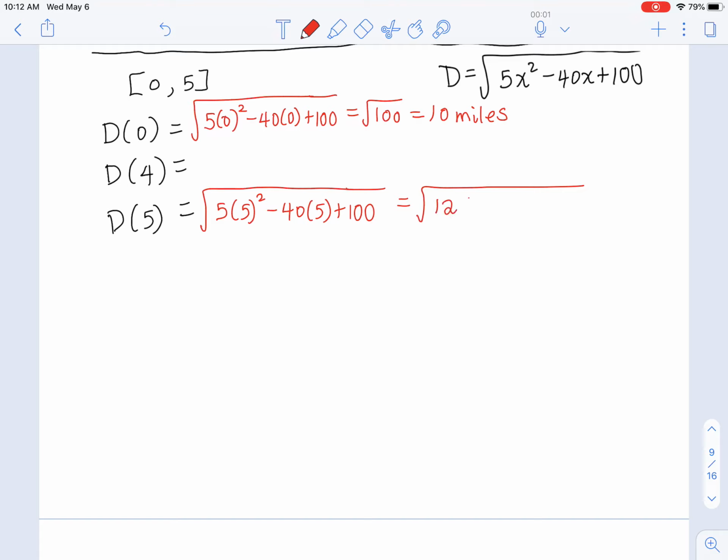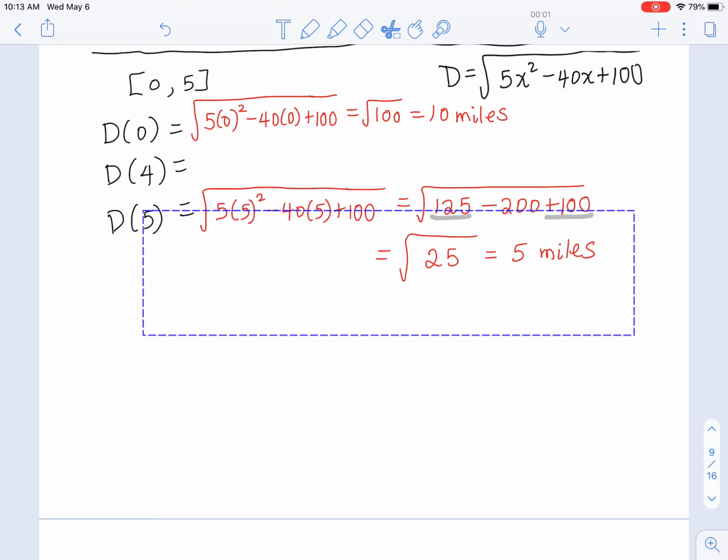If I do 5 times 5 squared, that's 125, minus 5 times 40, which is 200, plus 100. Now what's that going to be? If I add these two first, I will get 225. 225 minus 200 is 25, therefore 5 miles. So some unnecessary work, but just to show you our distance formula is good. Now, one answer gave me 10 miles, the other gave me 5 miles. So if somebody doesn't want to do any math, they should probably just build it 5 miles to the east.